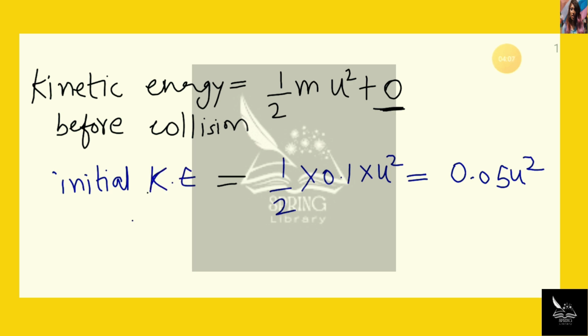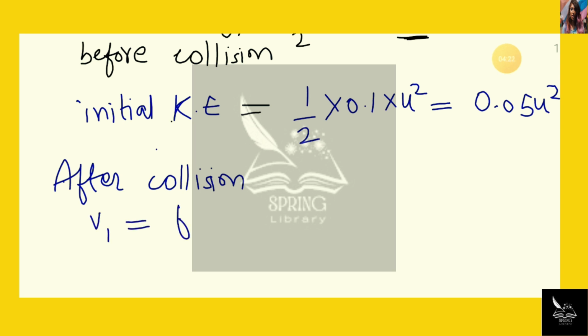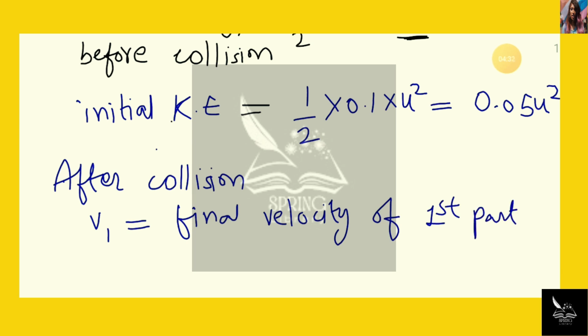Now consider that after collision the velocity of the first particle is v1. So v1 is the final velocity of the first particle, and similarly after collision v2 is the final velocity of the second particle.